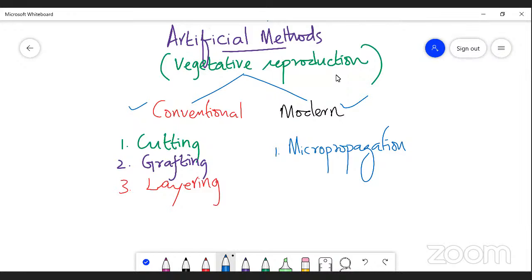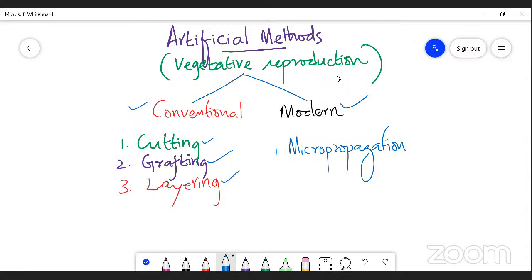First of all, let me take the conventional method of reproduction in the artificial way. It is broadly divided into three types. The first category is cutting, the second type is grafting, and the third type is layering. So there are three types of conventional methods in artificial vegetative reproduction: cutting, grafting, and layering.